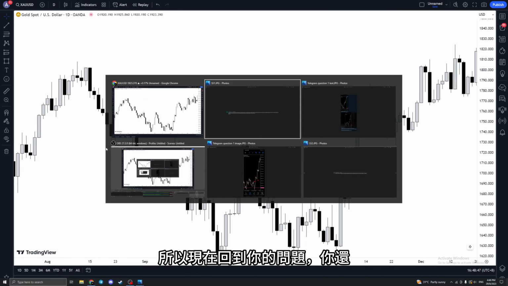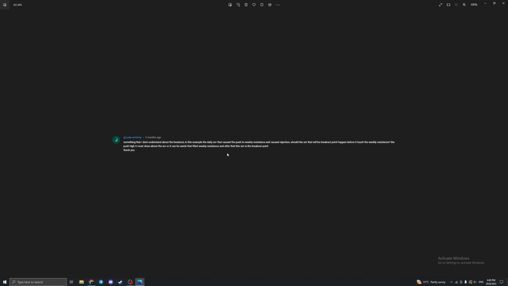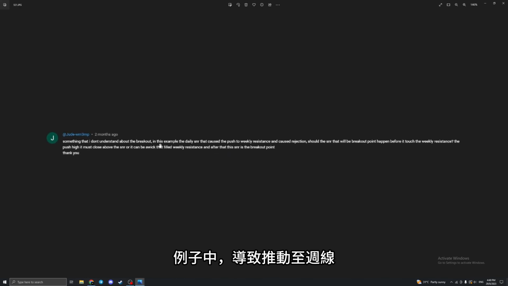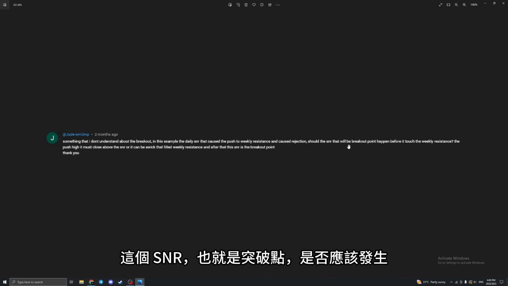So coming back to your question now, what else did you talk about? Something that I don't understand about the breakout: in this example, the daily SNR that caused the push to weekly resistance and caused the rejection. Should the SNR that will be the breakout point happen before?